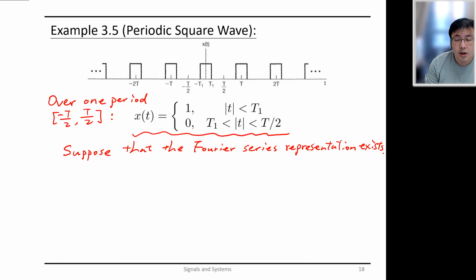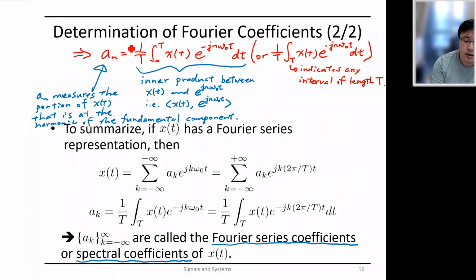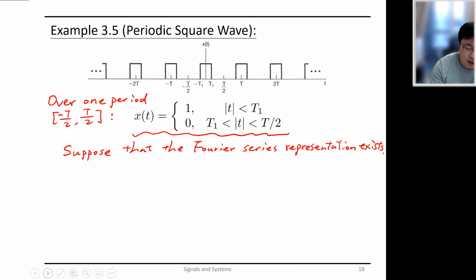Okay. So if the Fourier series representation exists, we can then find it using this formula here, or this formula down here. So maybe let's start by looking at the case where k is equal to 0. In this case, a0 is 1 over T, the integral over one period. Let's choose this to be minus T over 2 to T over 2 of x of t dt.